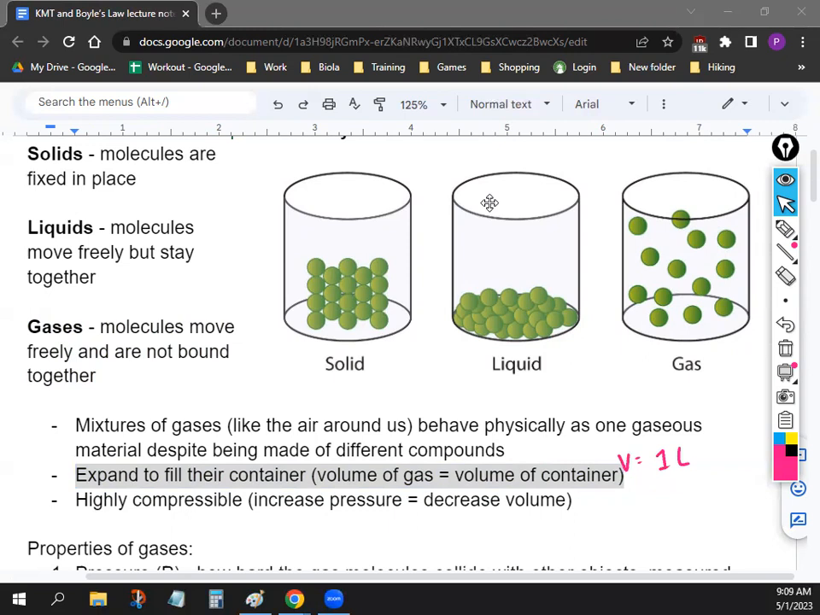All right, any questions about the properties of gases that we talked about so far? It's pretty simple. You guys might have probably learned this in other science classes throughout the years. You can just write KMT.